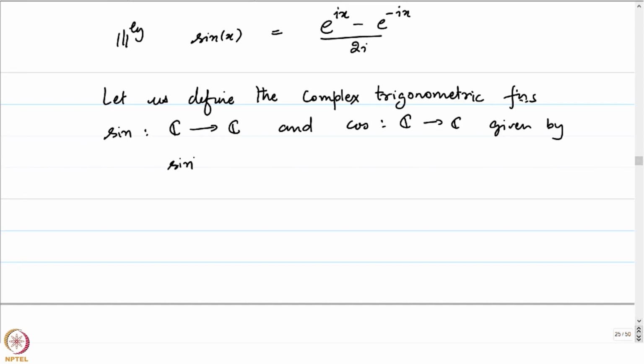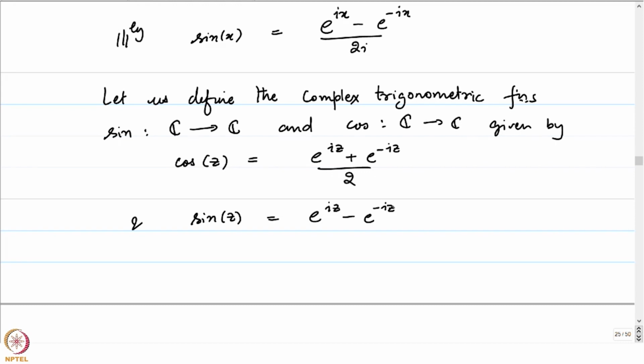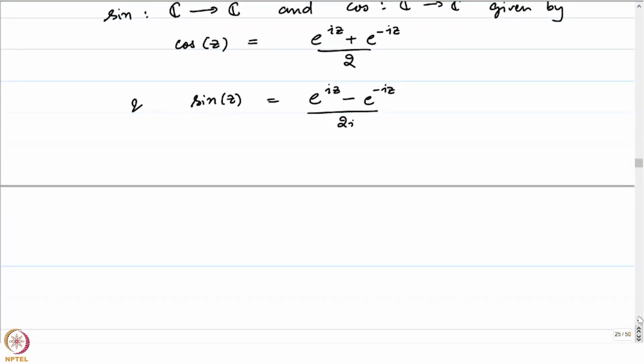let me start with cos of z. Cos of z is equal to e to the power iz plus e to the power minus of iz by 2. And sine of z is defined as e to the power iz minus e to the power minus iz by 2i. This is basically the formula for the imaginary part. The complex trigonometric functions satisfy the similar algebraic properties as the real trigonometric functions.